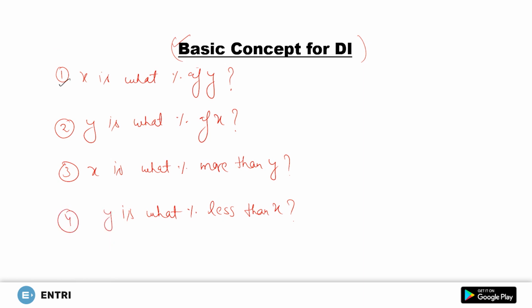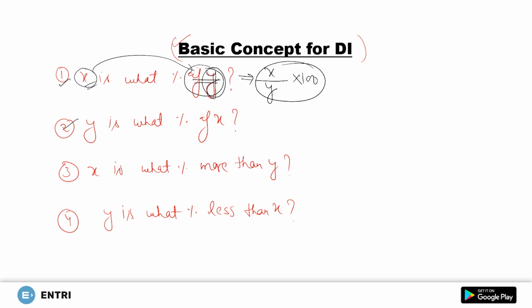Now talk about the first statement. X is what percent of Y? Just see here, you are comparing X with Y. The term with which you are comparing will go to the denominator. So Y will go to the denominator. Now X is compared to Y, then X upon Y into 100. This statement will give you this term. Now next, Y is what percent of X? Here you are comparing with X. So Y will be Y upon X into 100.